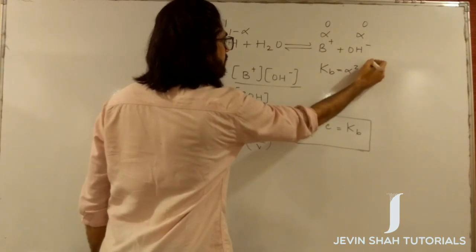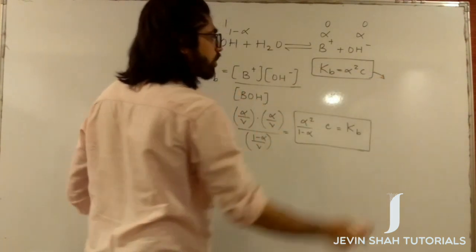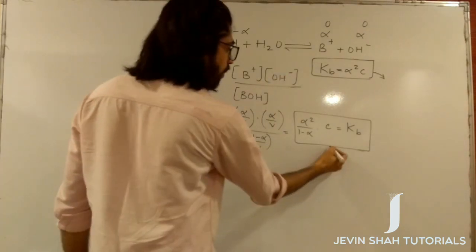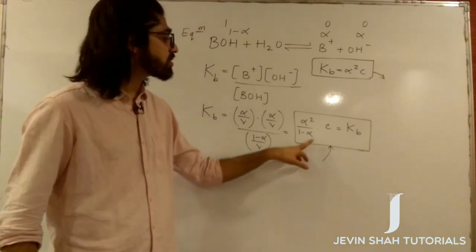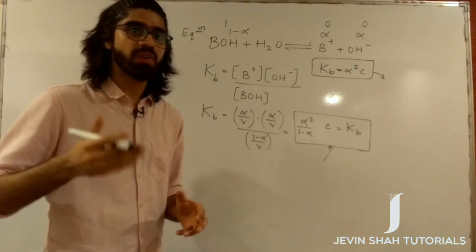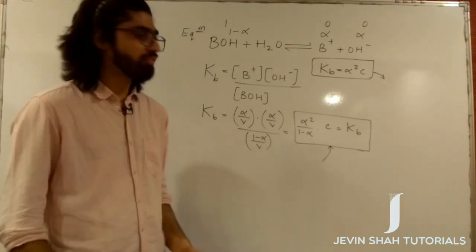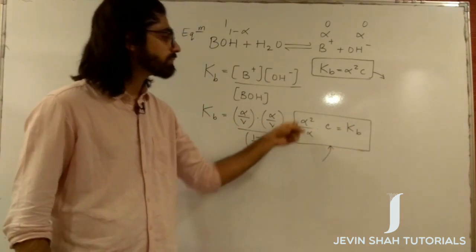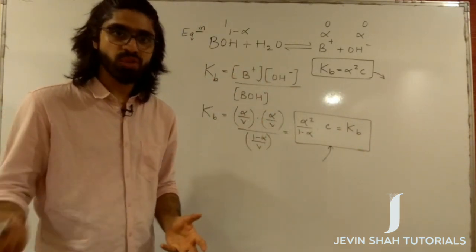Like I said, keep in mind that this formula is applicable only if you are neglecting alpha. If you are not neglecting alpha, then it's important to remember this formula. And alpha will be neglected only if alpha is very less than 1. And if alpha is not less than 1, or if alpha is something like 0.4 or 0.5, you cannot neglect alpha and you need to use this formula. Okay, so that is about derivation of Ostwald's dilution law for a weak base.